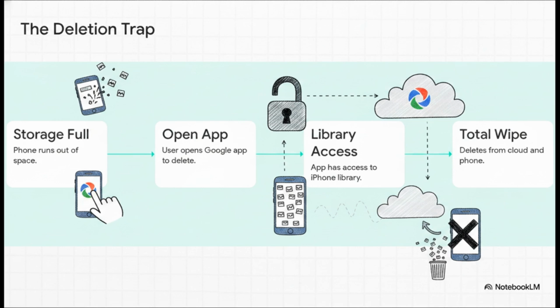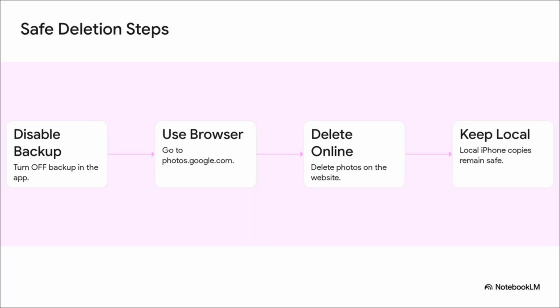So you open the Google app to delete some pictures, thinking you're just cleaning out the cloud. But remember, when you installed that app, you gave Google permission to access your iPhone's core photo library. So when you hit delete inside the Google app, it reaches right outside of its vault, grabs the original photo sitting on your iPhone, and permanently wipes it from existence.